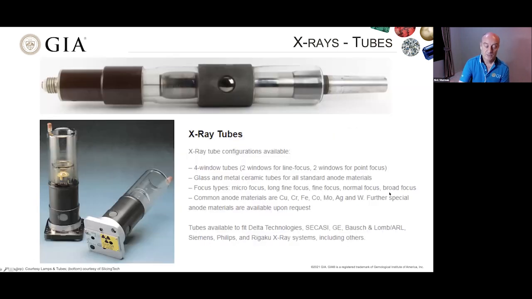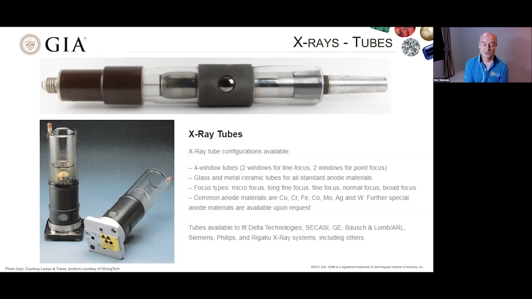So this brings me onto the tubes. Obviously an X-ray machine is more than just one component. It needs many parts to make a whole working unit. One of the most important is the X-ray tube that produces the X-rays.